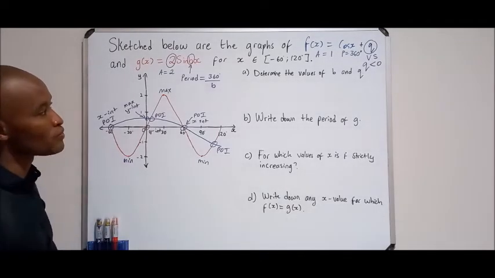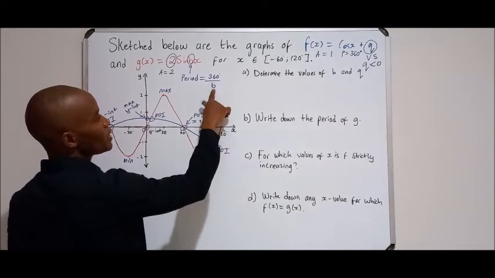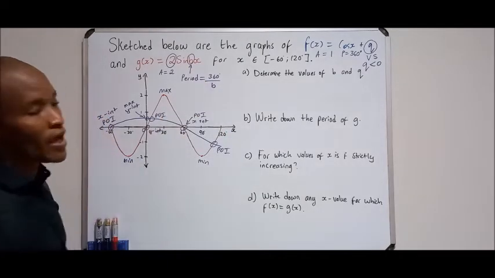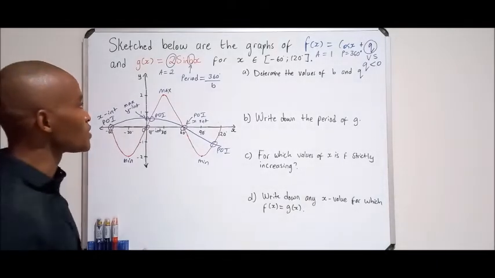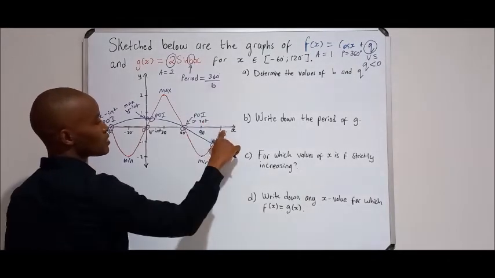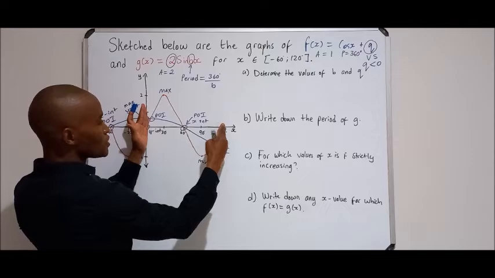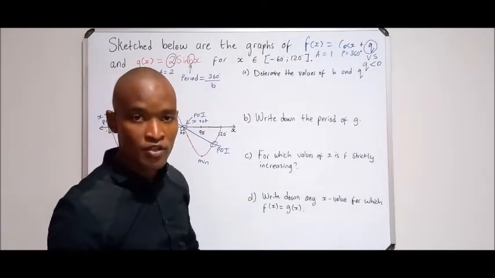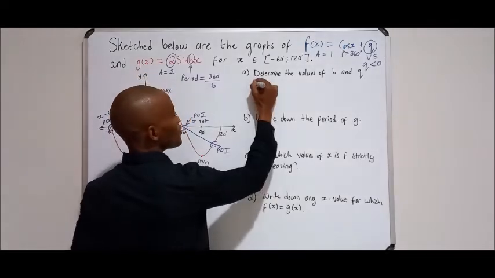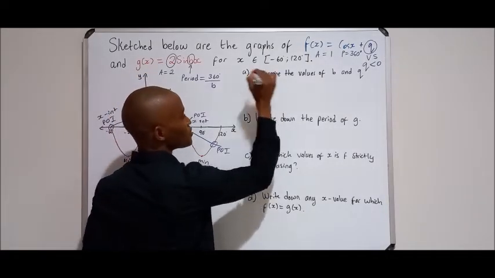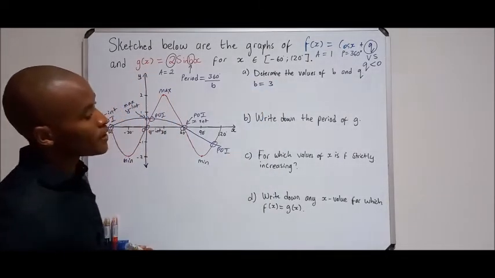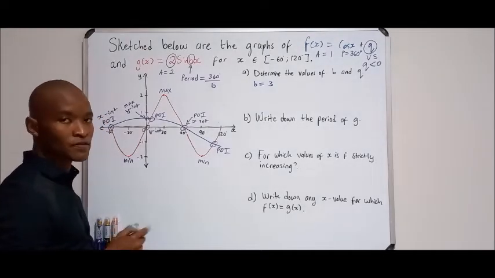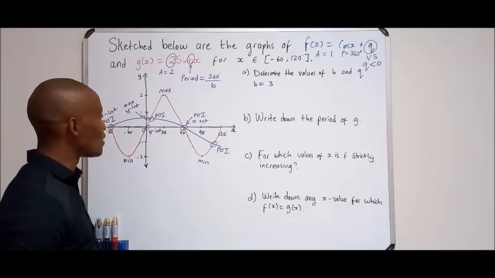A, determine the values of B and Q. So B is your factor right here. We have said that it is 3, because 360 divided by 3 gives you 120. That is the full cycle of the new graph after it has undergone that transformation. So B is equal to 3. And Q, what has happened there is a vertical shift by some units down.